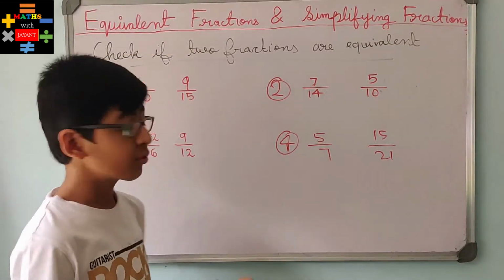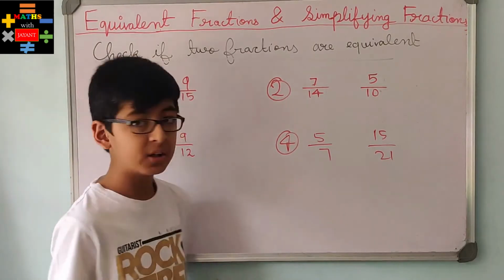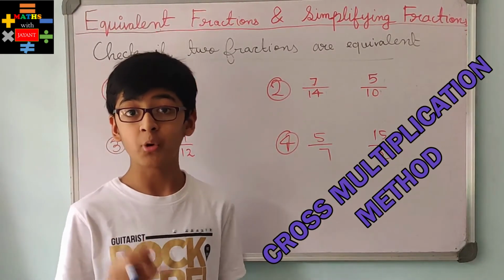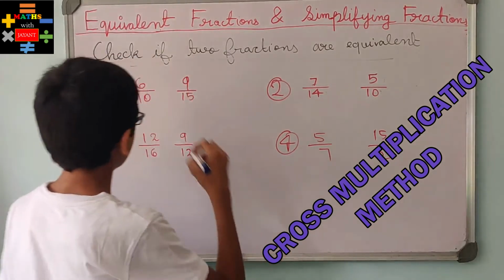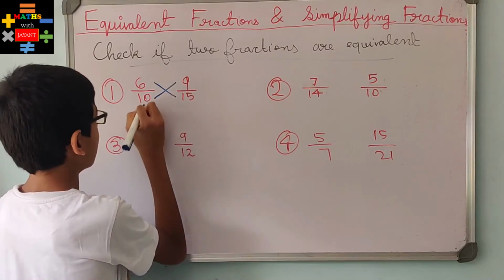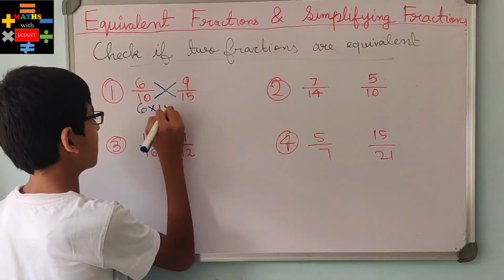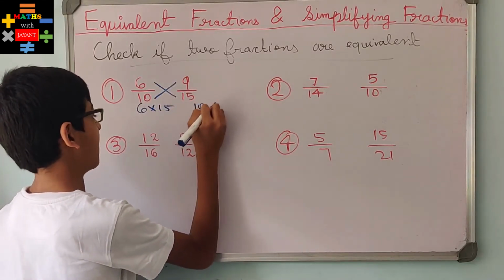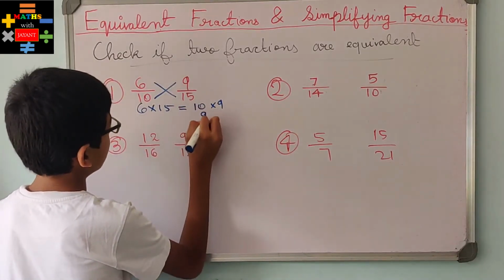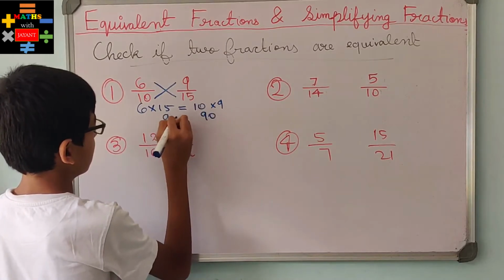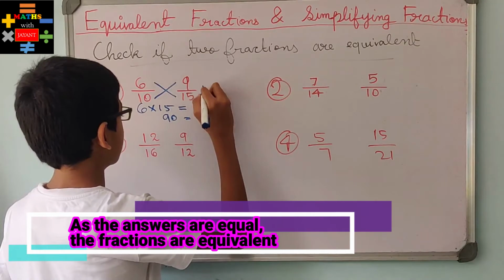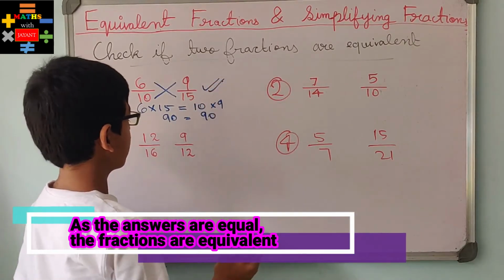So to check if two fractions are equivalent, we use cross multiplication method. Cross multiplication. That means this into this and this into this. So 6 into 15 and 10 into 9. These two should be equal. 10 into 9 is 90, 6 into 15 is 90. As these two are equal, so these fractions are equivalent.